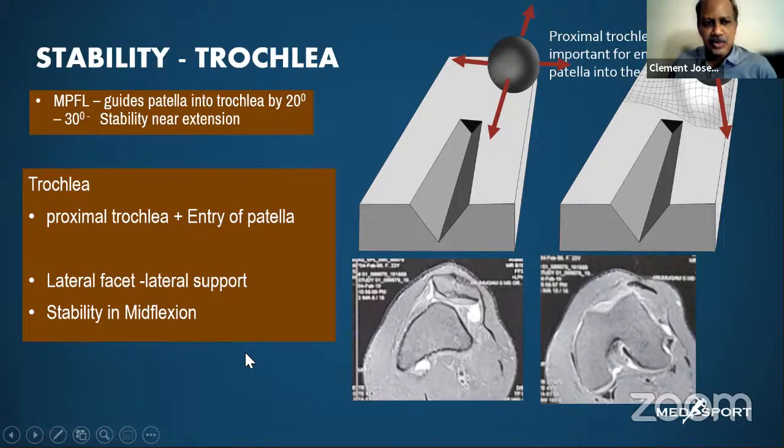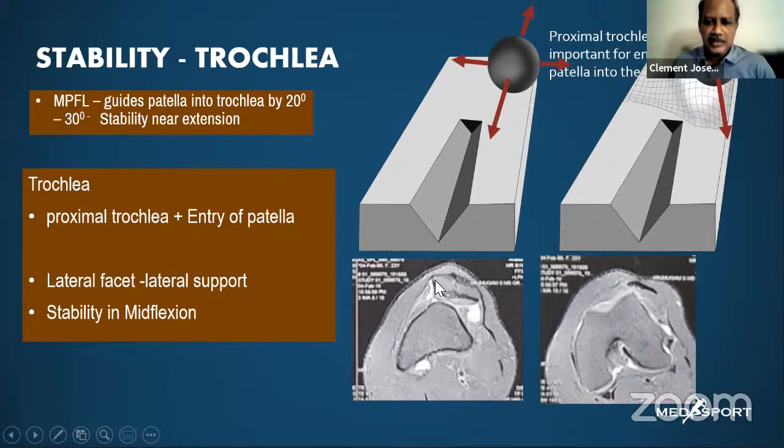And when it comes to trochlea, one has to look in two segments, the proximal trochlea. The shape of the proximal trochlea is very important as it can guide the patella into the groove, and then the groove itself, especially the lateral facet, which can give lateral support to the patella as it engages the groove.